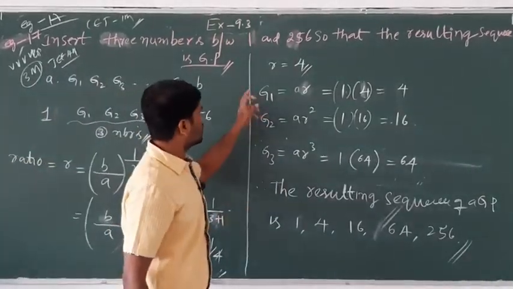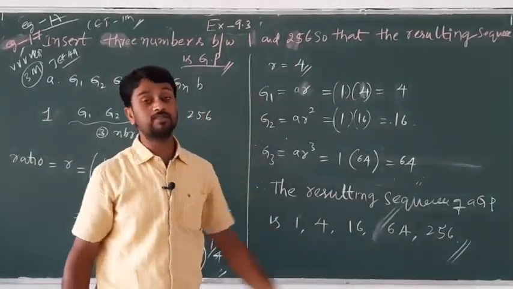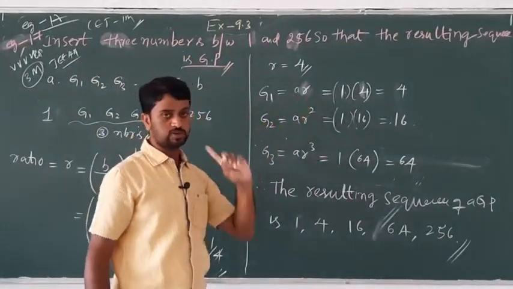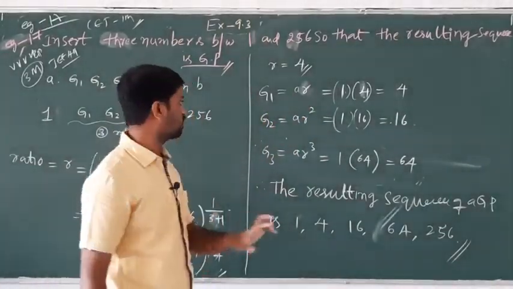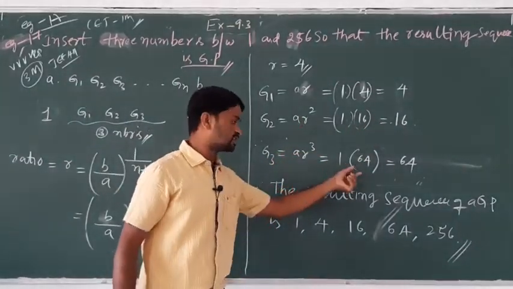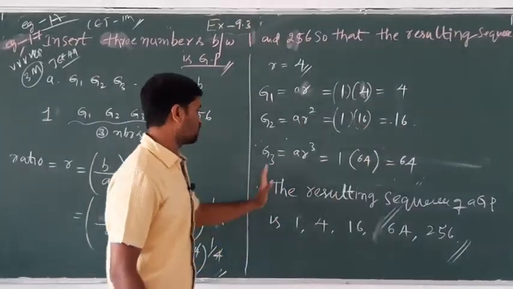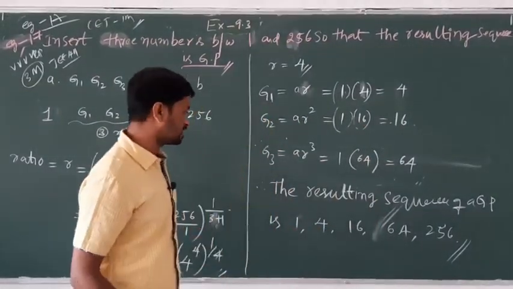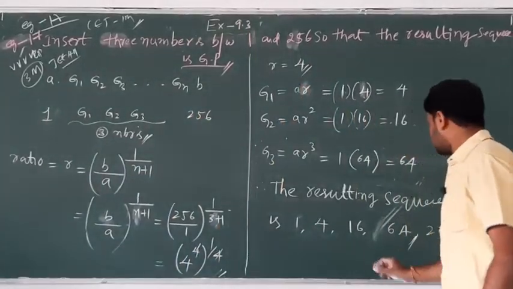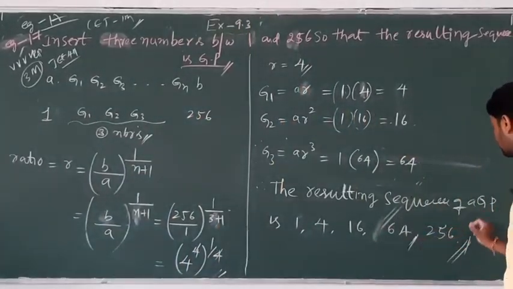Here what is our target? Find out the resulting sequence of the GP. G1 is equal to AR. A into R means 1 into 4, 4 only. R square is 16, 16 only. R cube means 64, 64 only. Therefore the resulting sequence of the GP is 1, 4, 16, 64 and 256.